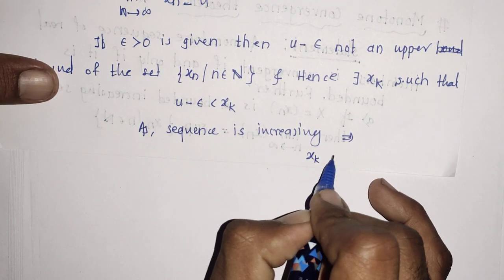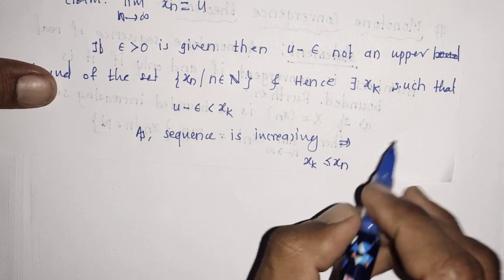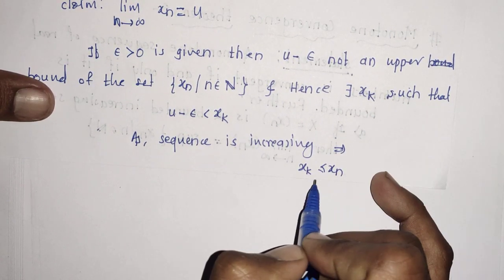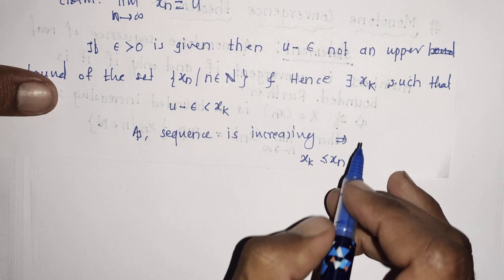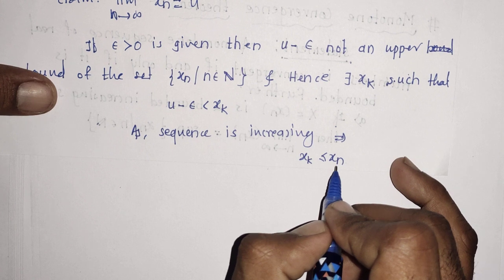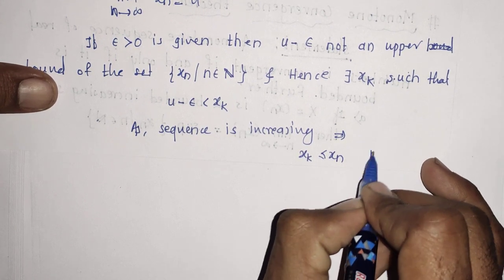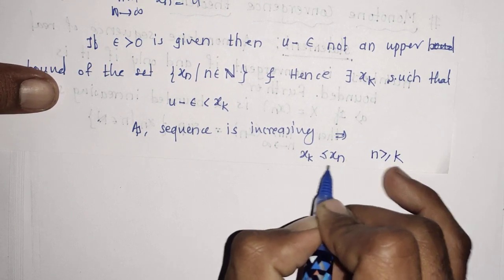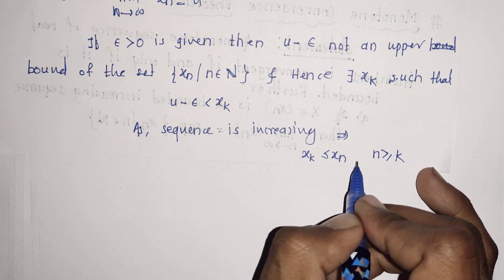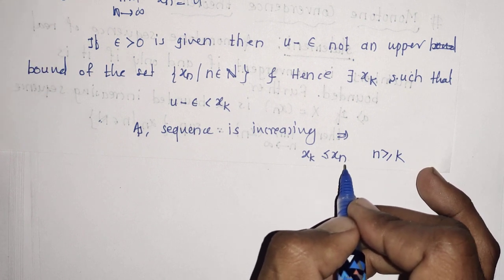xk is less than or equal to xn, that is, the elements xk plus 1, xk plus 2, xk plus 3 are greater than this xk, that is, xk is less equal xk plus 1 is less equal xk plus 2. So we can write xk is less equal xn whenever n is greater equal k.